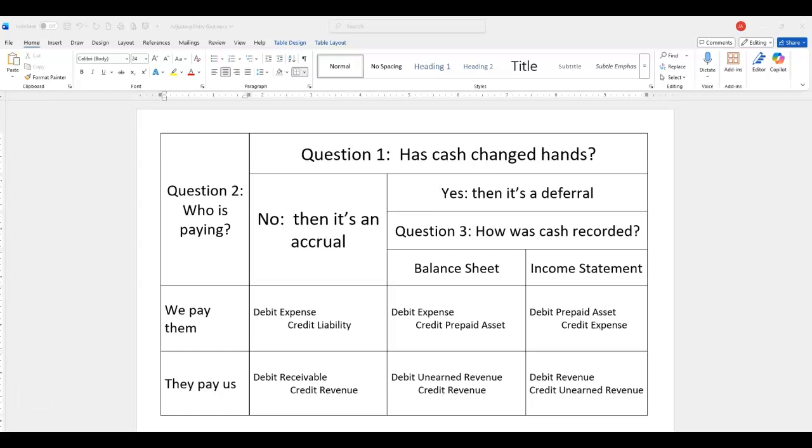Okay, the other possibility is that it's a deferral, and then we ask ourselves who is paying whom. If we're paying them, then it's an expense. So in this case, we would debit an expense and credit an asset, usually a prepaid. If somebody's paying us, we're going to debit or decrease the liability, unearned revenue of some kind, and credit the actual revenue account. And now we'll talk about the other possibility. There is another way that these first entries could be recorded, and we'll talk about those in just a second.